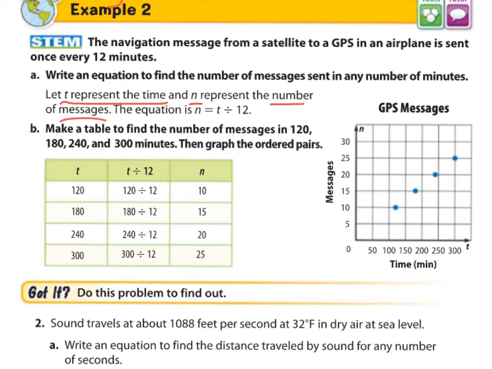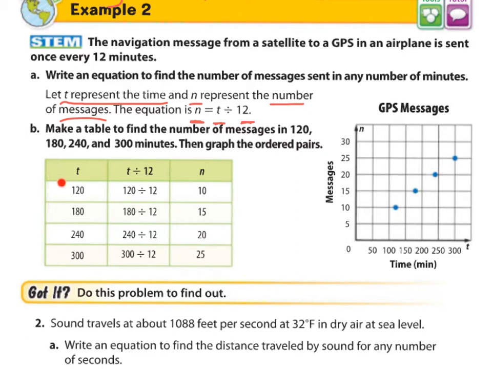Right? Makes sense. The equation is the number of messages is equal to the time divided by 12. Why divided by 12? Well, they just told us that it's being measured every 12 hours. Okay, it's every 12 hours. So we'll divide our time for every 12 minutes so that we can see the number of messages.